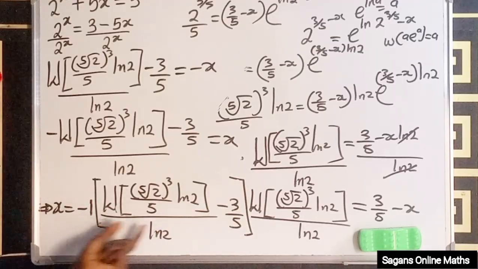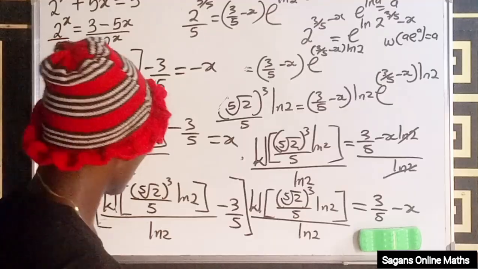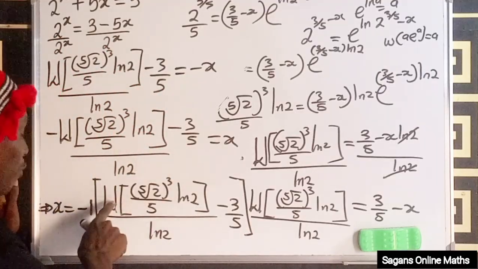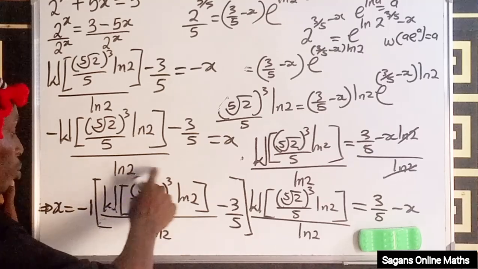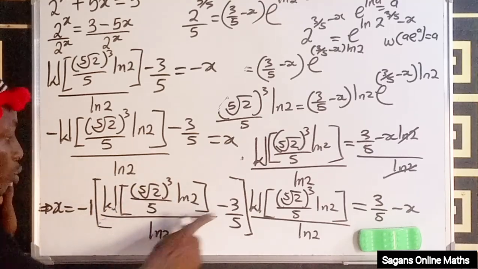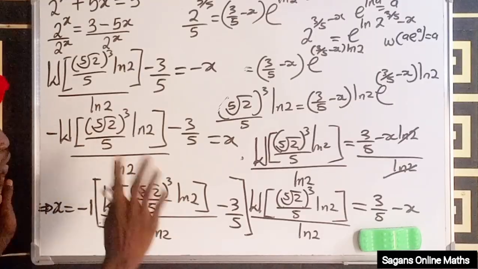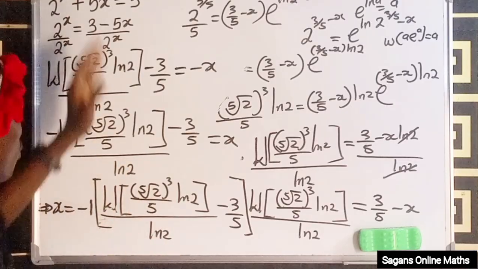Okay, so this is a beautiful solution to this question. Take note that I can stop only here, because for further simplification, I have to know the W function of all this, the numerator here, divided by the ln 2. Then I will do a proper simplification, and I'll have the value of x. But at this junction, this is the solution to this beautiful question.